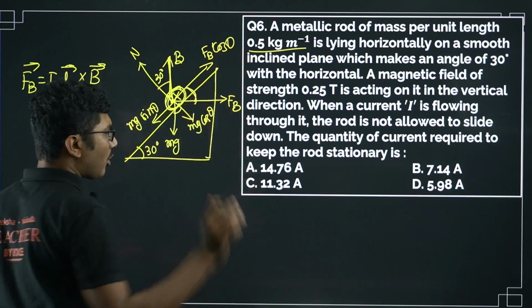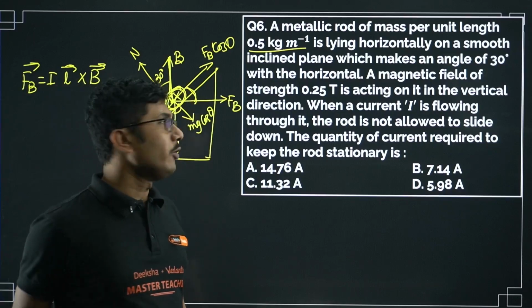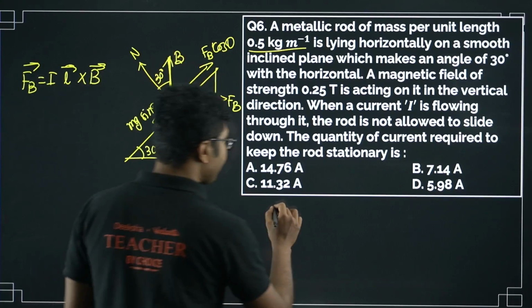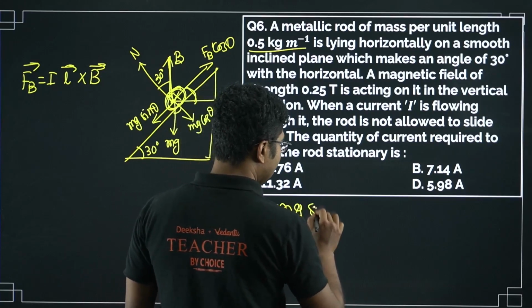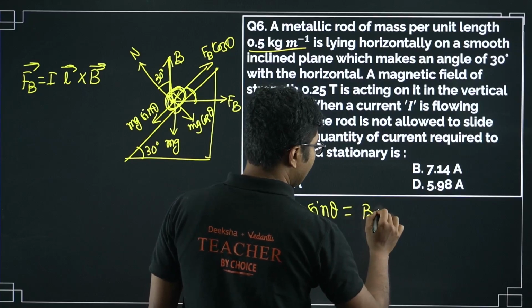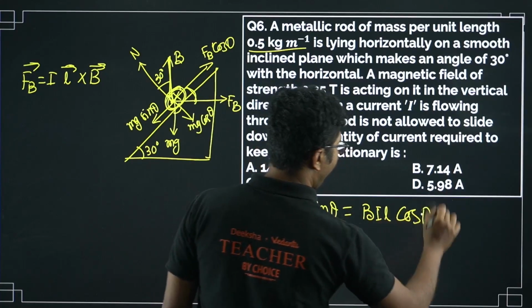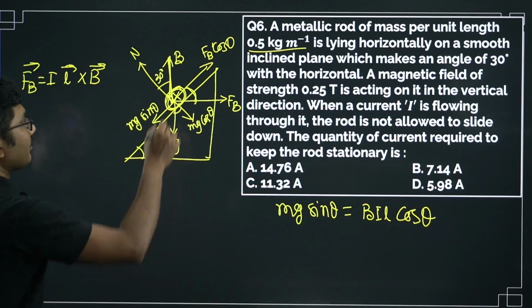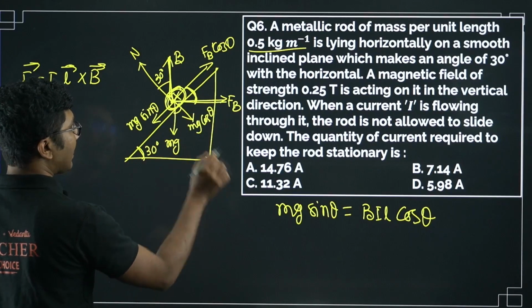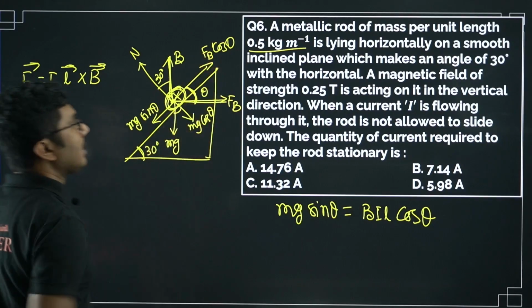So the same problem, same method, but FB will be FB cos theta. A little tricky question, I know, but still. So this will be the direction of force. To balance it, mg sin theta equals the same thing, BIL cos theta. This is now 30 degrees, obviously similar angles. This is the bisector, so this will be 30 degrees, theta. So this will be FB cos theta.